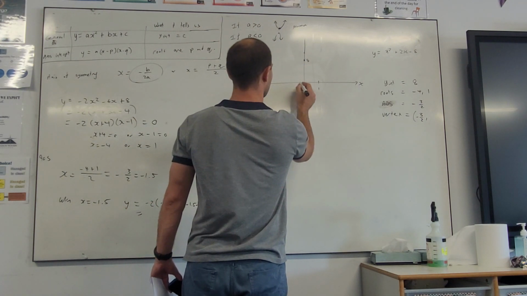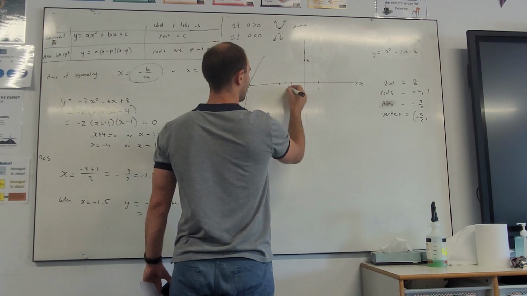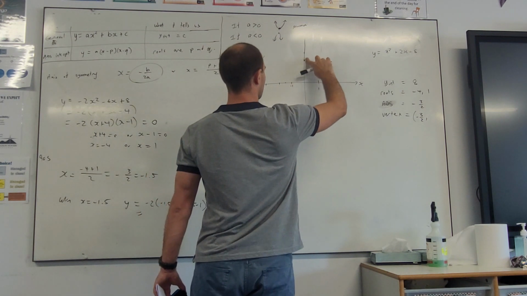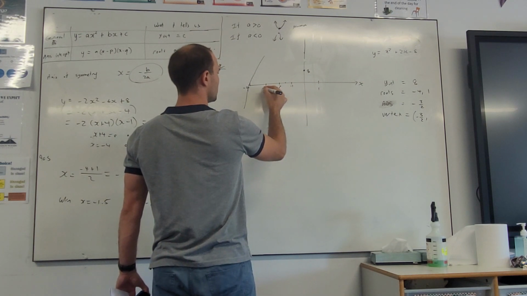Minus 1, I'm going to put them on minus 1, minus 2, minus 3, so 1.5. 27.5. Yep, sounds good to me. I'm going to shove that down a bit. Minus 1, minus 2, minus 3.